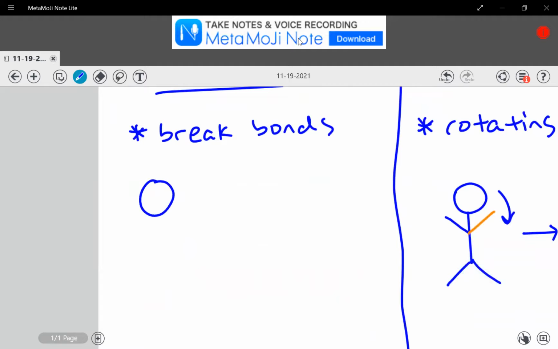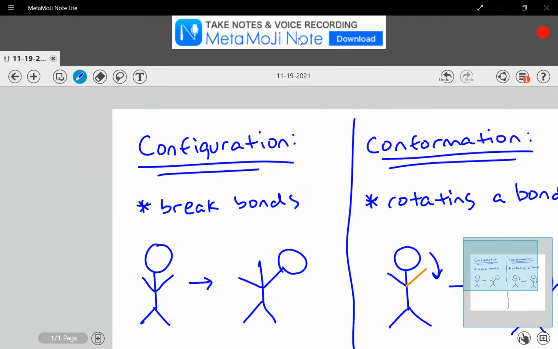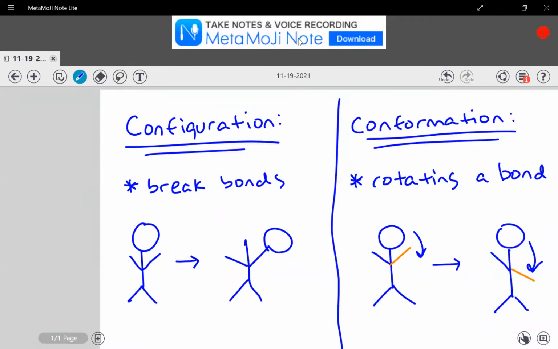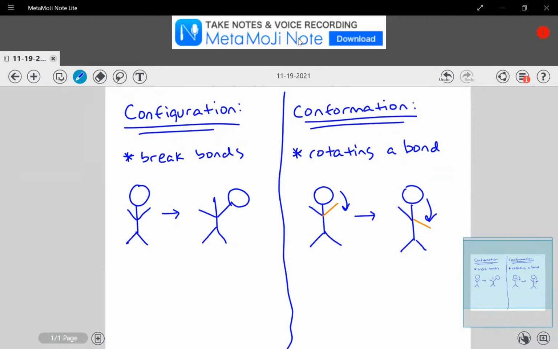Configuration is when you break stuff and attach it somewhere else. I'm gonna use his head because it's the most obvious part. So we're just gonna go with, yay, head is on his hands. This is a configuration. As you see, the head broke and is now attached to his arm. Breaking bonds, rotating bonds. Now let's go for a chemistry example.